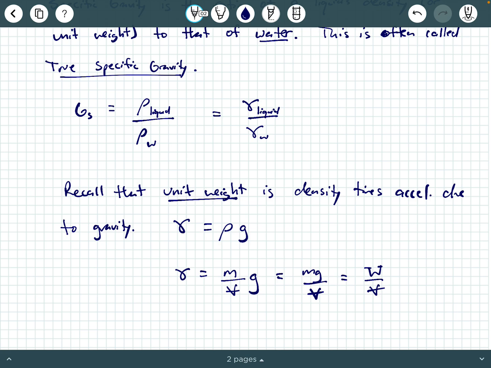So because of this, because unit weight is just density times gravity, acceleration due to gravity, we can write specific gravity, true specific gravity, as the density of a liquid over the density of water, or the unit weight of a liquid over the unit weight of water. Now, don't accidentally mismatch these. Remember, density of water and gamma water, or unit weight of water, are different numerical values. So you have to either use this ratio, density over density, or this ratio, gamma over gamma, unit weight over unit weight. And that concludes this quick review video.